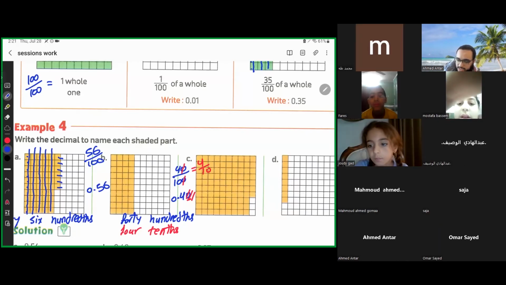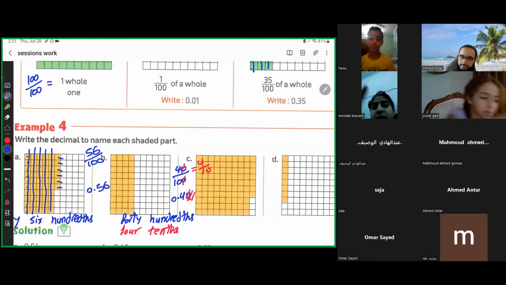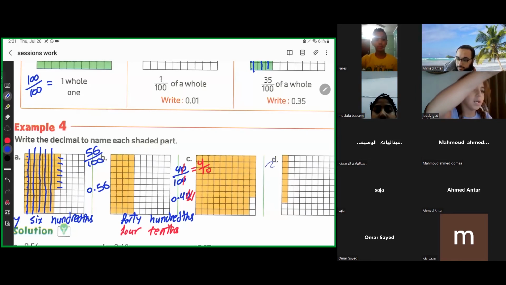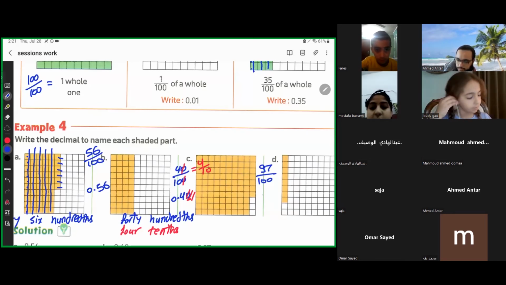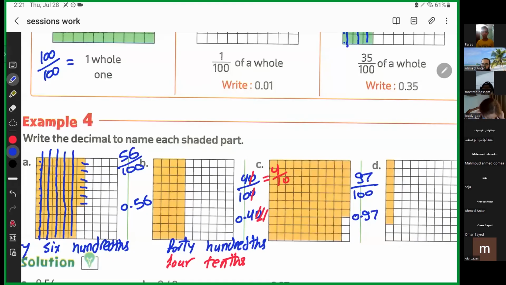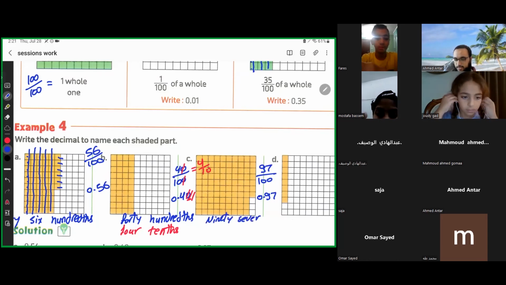97. 97 what? Over 100. Very excellent. In another way, 0.97. By the words, 97 what? Hundredths. Yes, very excellent. How many dollars? 100.